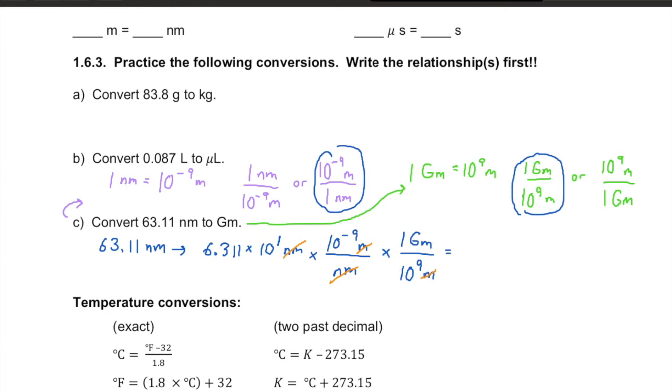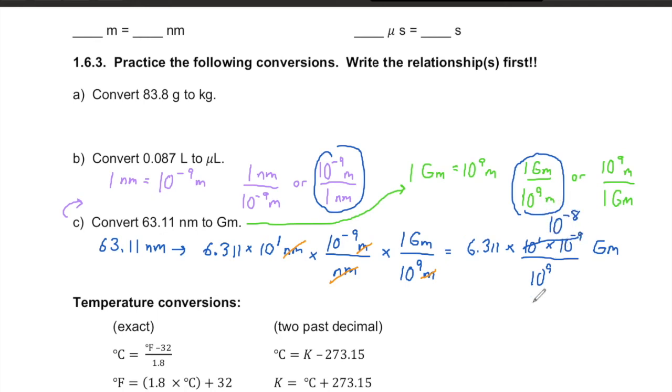We're left with gigameters. So hopefully you can do this in your calculator. Otherwise I collected all of the powers of 10 together. 10 to the 1 and 10 to the minus 9 multiplied together will give 10 to the minus 8.